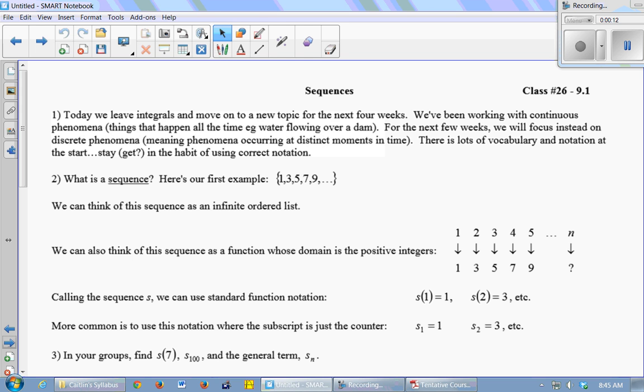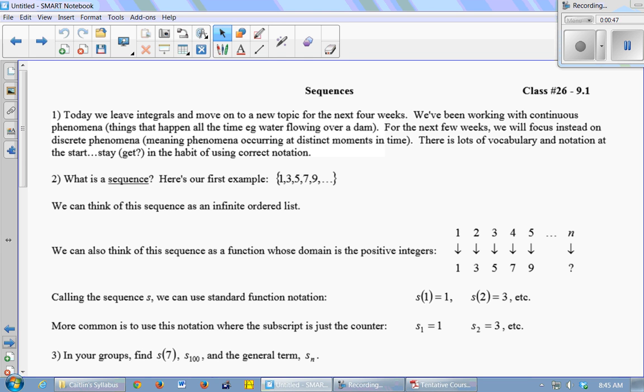So today we're leaving integrals behind for a moment, and we're going to move on to a new topic for the next 4 weeks. We've been working with continuous phenomena, things that happen all the time, like water flowing over a dam. For the next few weeks, we're going to focus instead on discrete phenomena, things that happen at distinct moments in time. There's a lot of vocabulary and notation at the start, so stay or get in the habit of using correct notation.